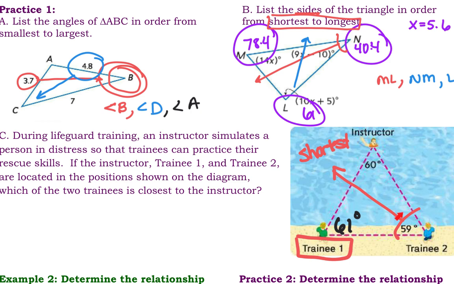And I know this picture looks like an equilateral triangle. You need to go off of your angles. So a lot of students on this one will pick trainee 2 because they see the smallest angle and automatically go with that. So trainee 1 is the closest one. If you notice, what I did is I identified the smallest angle and identified the shortest side before I started looking to see who it was. So this one should have been trainee 1.